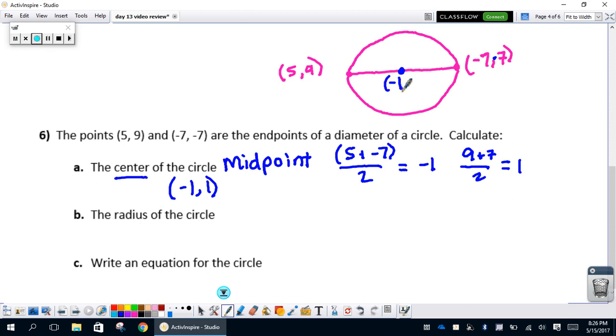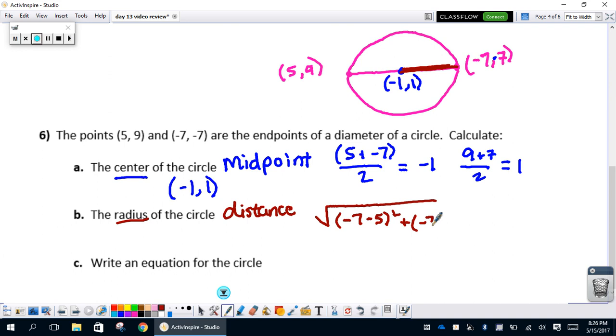Okay, now we could use our center to find the radius. You could find that length right there, so I would use the distance formula. Let's see what happens. So if I do (-7 minus 5) squared plus (-7 minus 9) squared. Let me get my calculator. Okay, so that means this is 20. So my radius is 20.